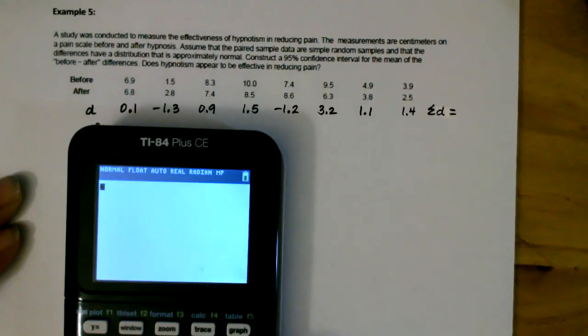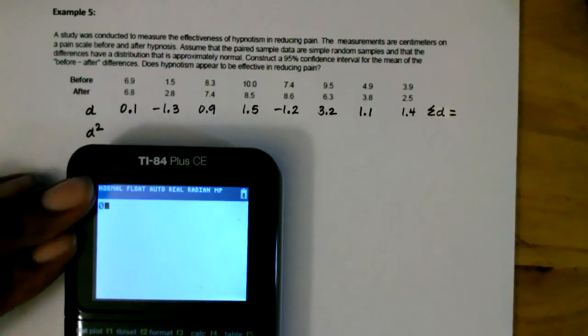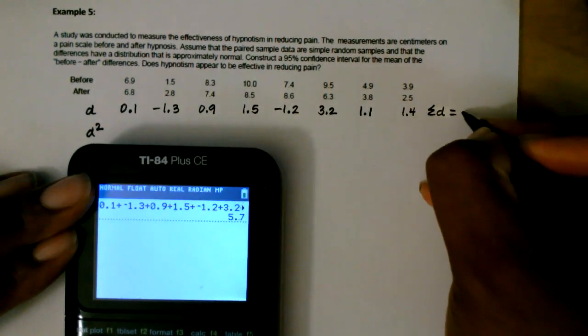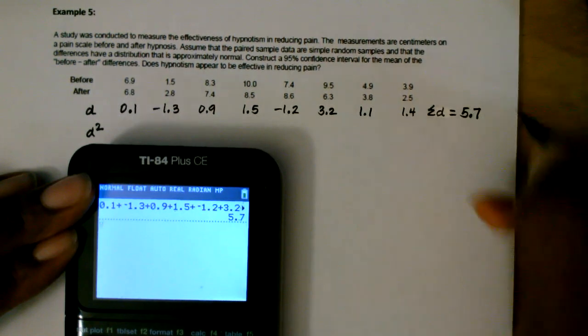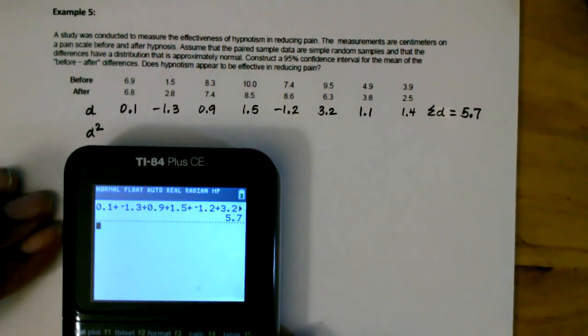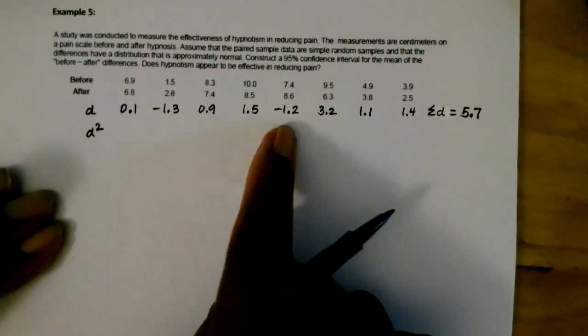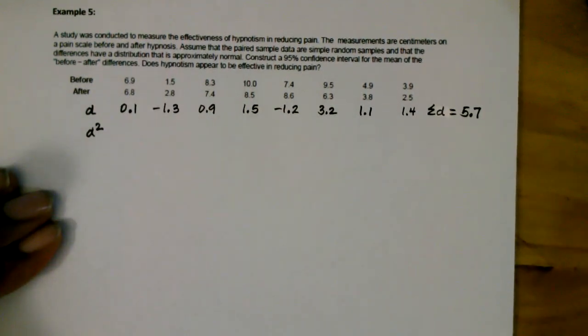So if I add these numbers, add those differences, 0.1 plus negative 1.3 plus 0.9 plus 1.5 plus negative 1.2 plus 3.2 plus 1.1 plus 1.4, you'll end up with 5.7. So the sum of your differences is 5.7. And then D squared, we just square each of these individual differences. Keeping in mind, when you square a negative, it's always going to be positive.